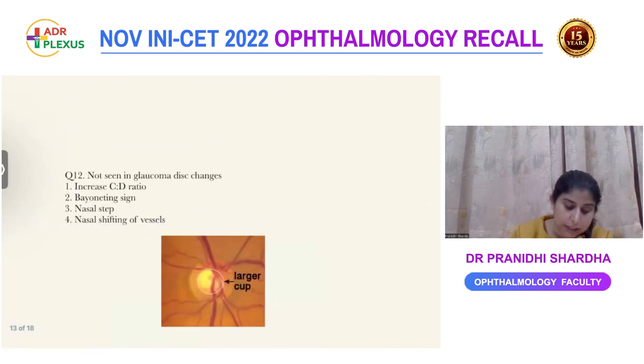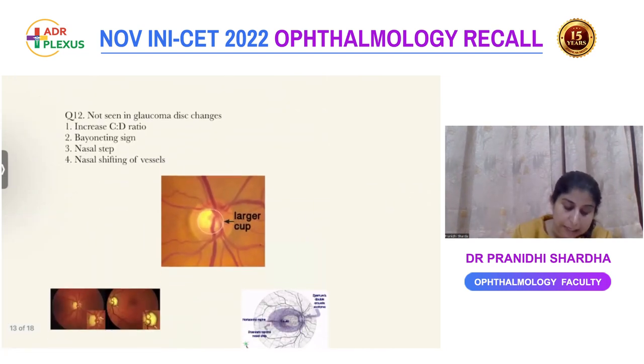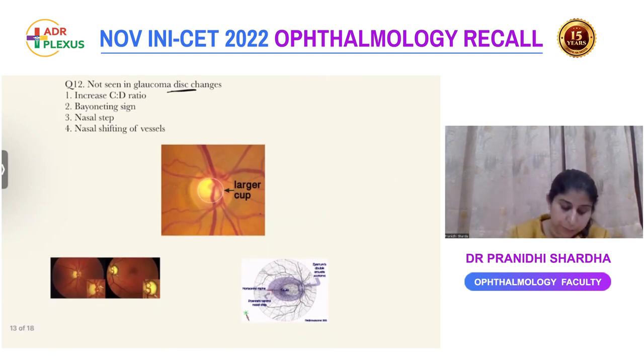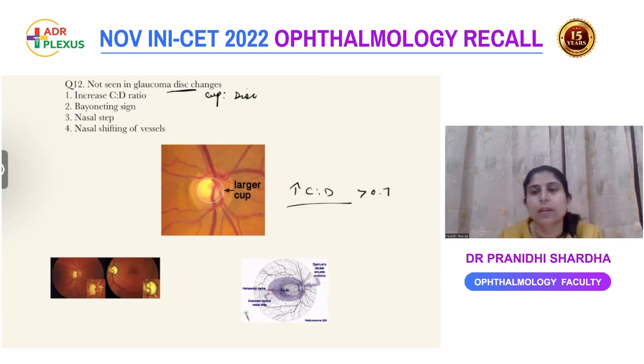Next question: which is not seen in glaucoma disc changes? Glaucoma disc changes are the retina or fundus changes in glaucoma. Increased cup to disc ratio is very peculiar of glaucoma. There is a vertical increase in the cup to disc ratio; if it is more than 0.7, that is very characteristic of glaucoma. The cupping becomes vertically increased. So it is right, it is seen.